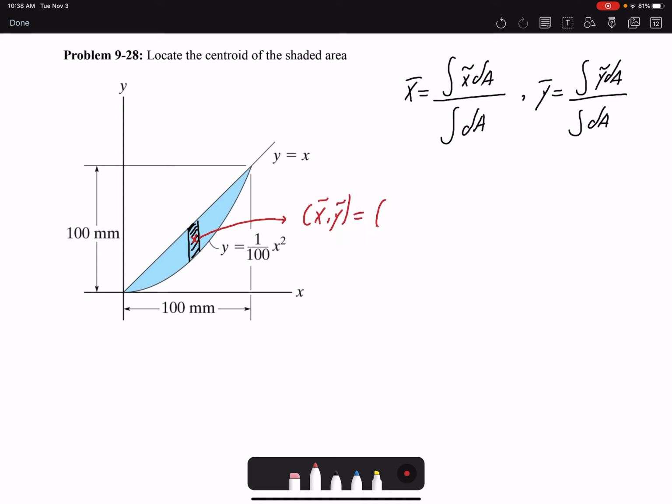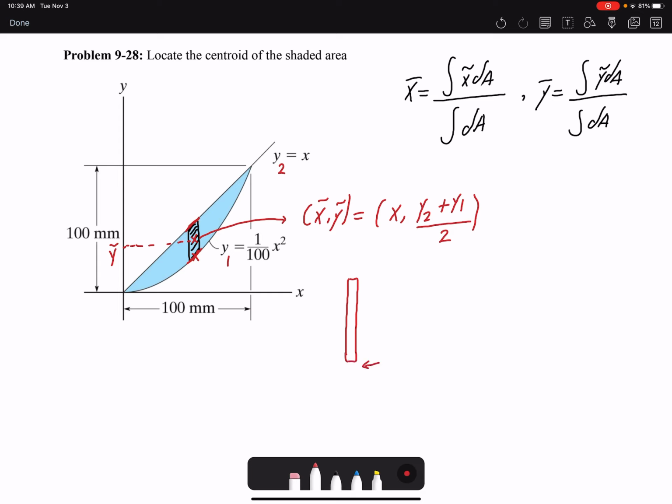The x tilde would be simply the coordinate of x. Y tilde would be the average between y1 and y2, because the bottom of this rectangle is described by y1 and the top part by y2. So if I want to find the center, that would be the distance between these two values. So y2 plus y1 divided by 2 would give me the center of this differential element.